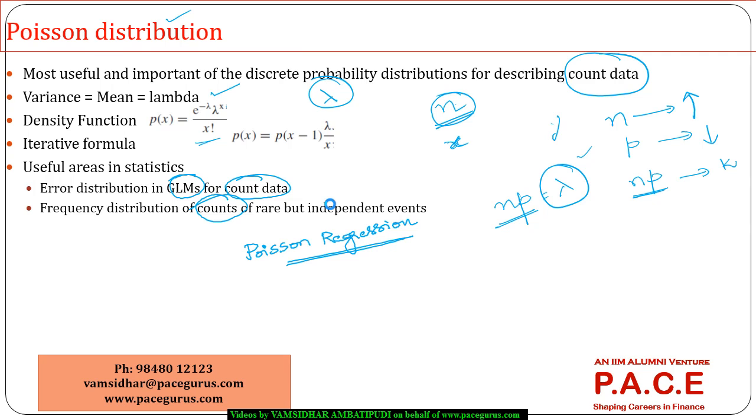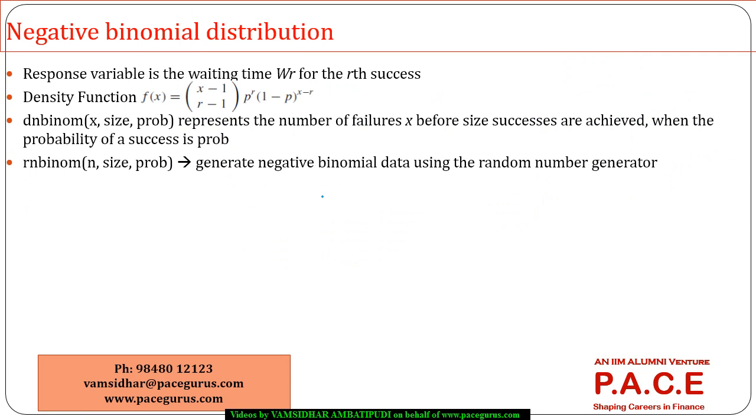Alright. Then the next thing that we are looking at is a negative binomial distribution, which is otherwise called the general case of geometric distribution.